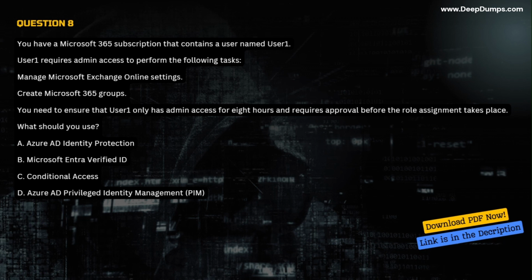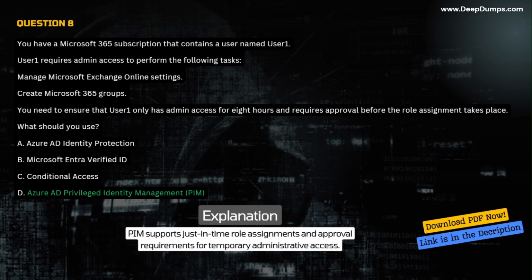What should you use? A. Azure AD Identity Protection. B. Microsoft Entra Verified ID. C. Conditional Access. D. Azure AD Privileged Identity Management (PIM). Correct answer D. Azure AD Privileged Identity Management (PIM). Explanation: PIM supports just-in-time role assignments and approval requirements for temporary administrative access.